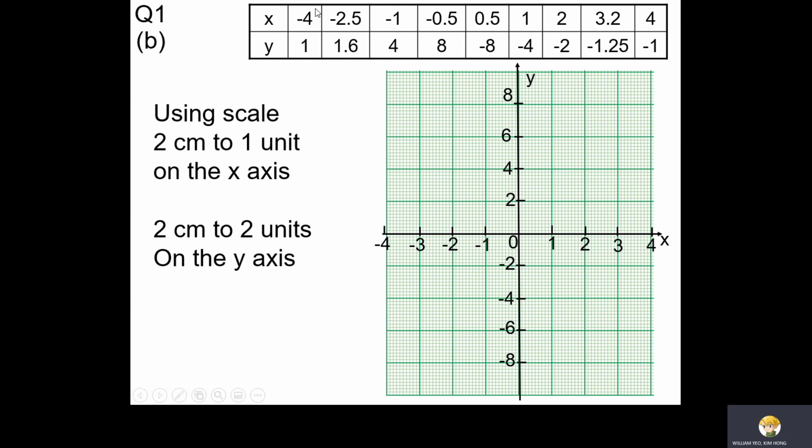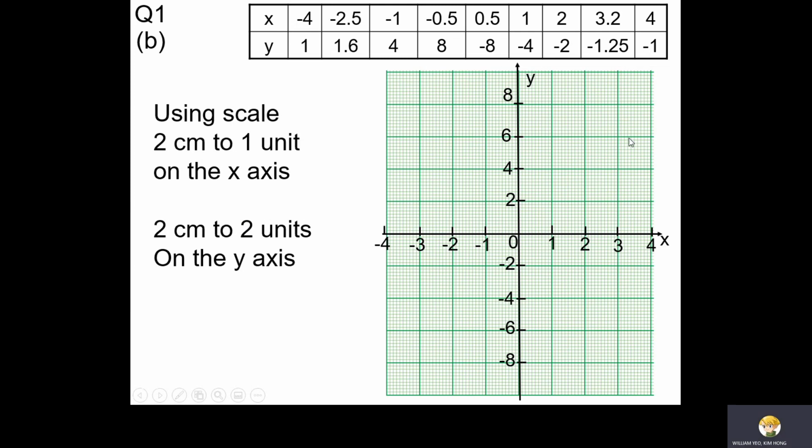Remember just now we have -4 until 4, so we have -4, -3 until 4. As for y, the smallest value is -8, right? So we have -8 until 8. Make sure you label the x and y axis properly and that it covers all the points here.